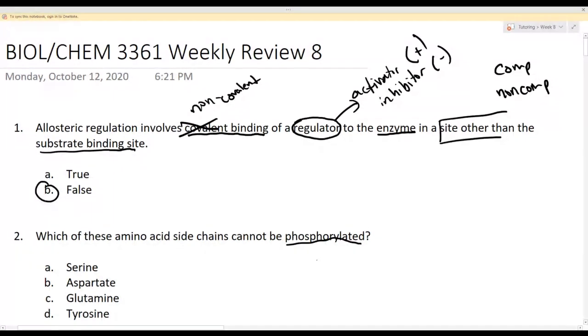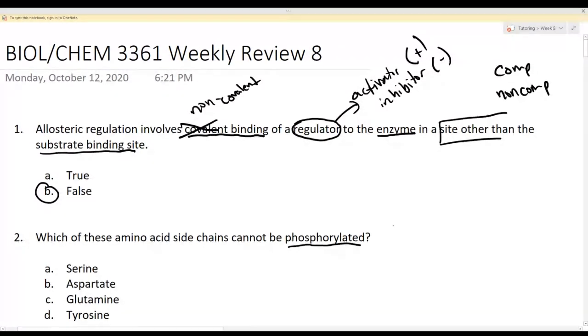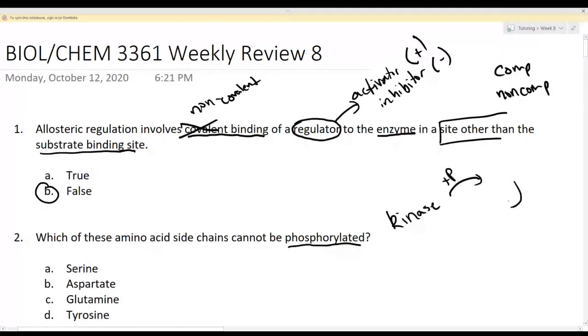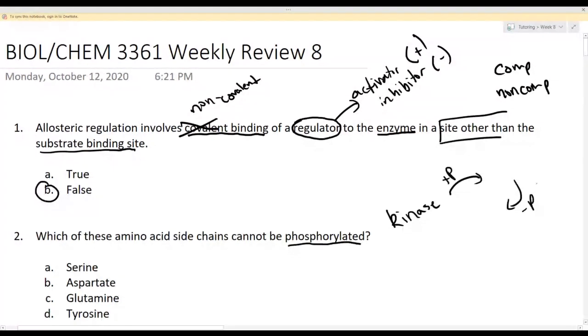So phosphorylation is something that we discussed in the last unit a little bit, but we're going to talk about it a little bit more here. So phosphorylation, typically done by a kinase. So a kinase adds a P to whatever you're dealing with, and then if you want to remove it, you use a phosphorylase.